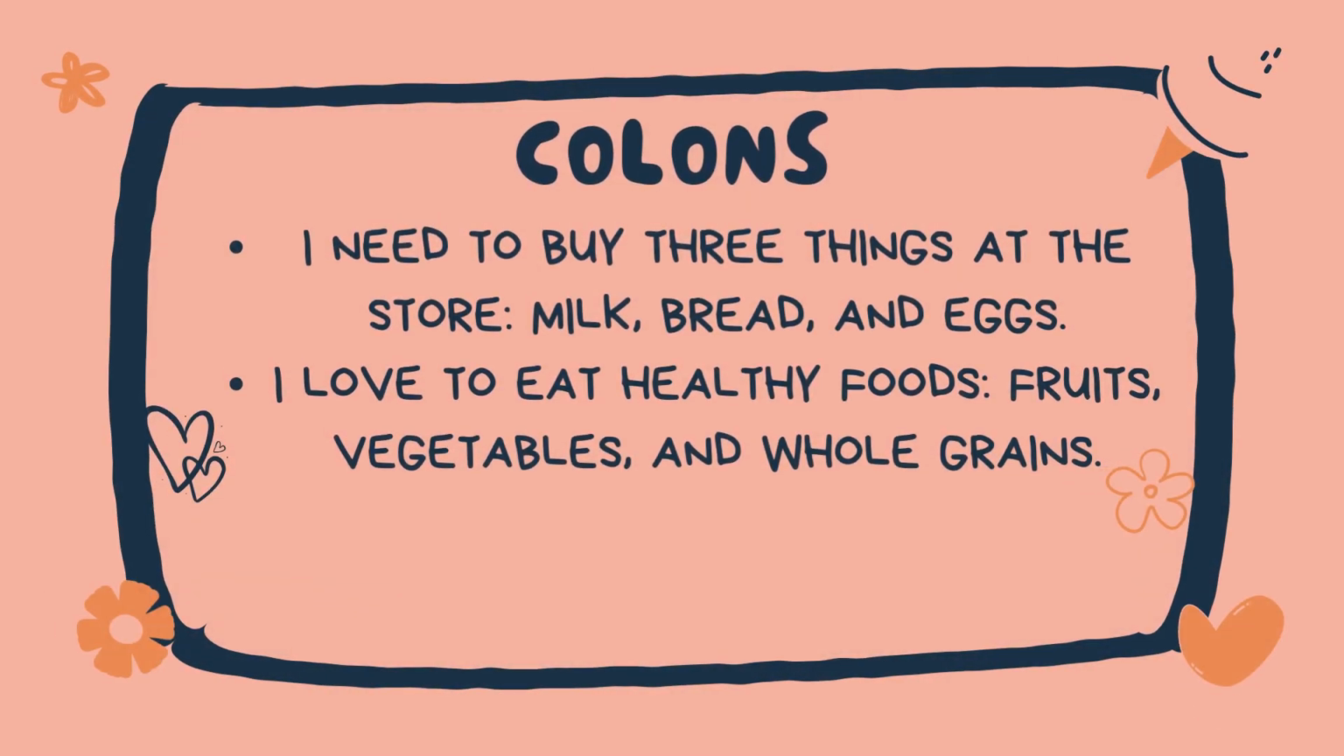All right. So these are very good examples here. Here we said, I need to buy 3 things at the store. Then we start off the list with the colon: milk, bread, and eggs. Also, we have another example here. I love to eat healthy foods. Then we have a colon: fruits, vegetables, and whole grains. So these are ways that we use colons. Okay. It's important as good writers that we know how to use the colons appropriately.